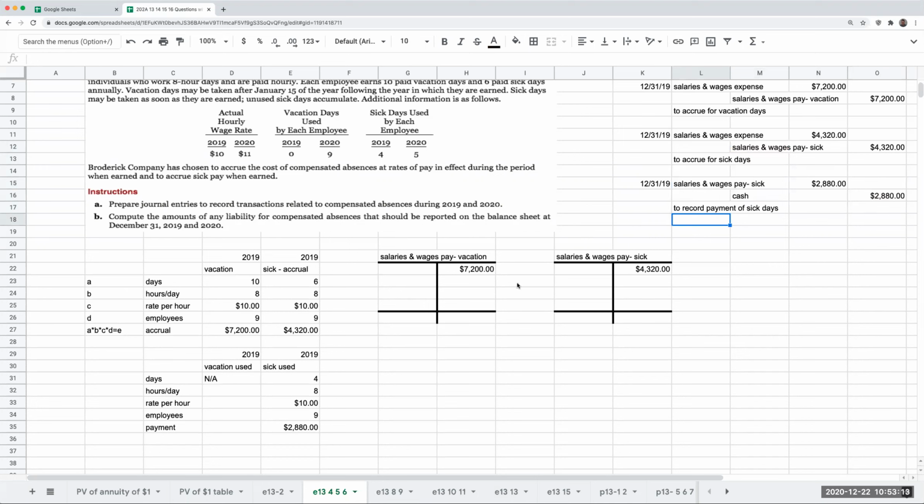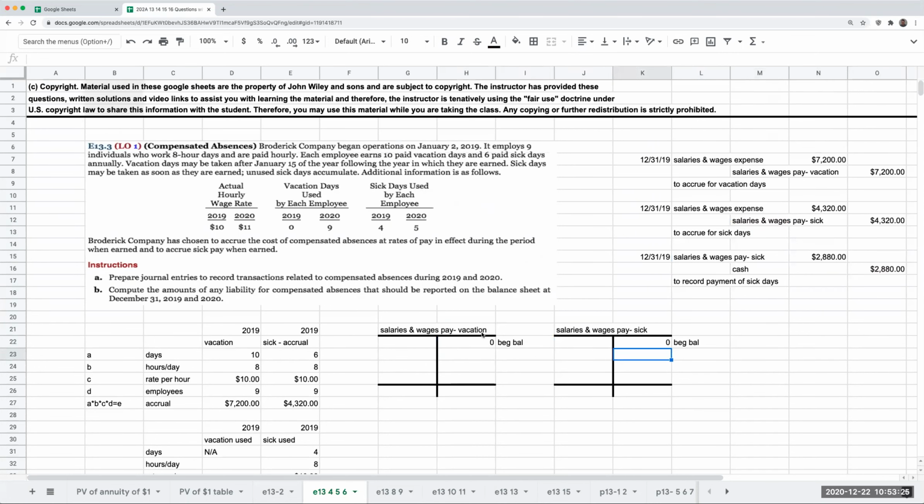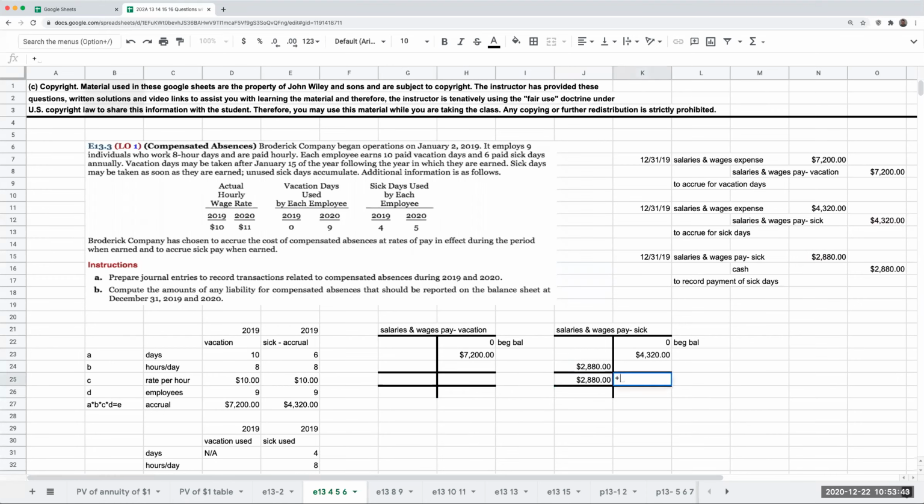To make this a little bit more official, my beginning balance for both of these was 0 because they started business in 2019. We added 7,200 to the vacation day accrual. We added 4,320 to the sick day accrual. We paid out 2,880. So my ending balance for the sick days is going to be 1,440. And the ending balance on my vacation days is going to be 7,200.